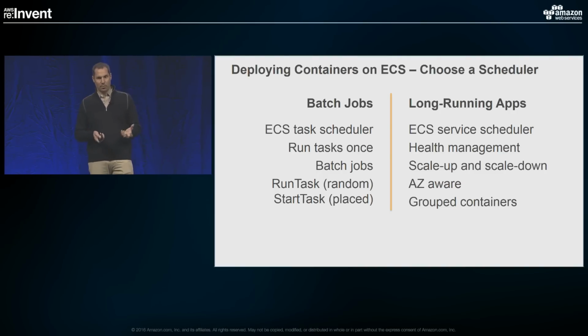These would be things like REST endpoints, for example. The service scheduler provides some functionality around health management. If you have a long-running app, you want to make sure it's up and running. If for some reason your service dies, it'd be nice to have the scheduler restart it. That's exactly what the ECS service scheduler does. It has some scale up and scale down capabilities as well. It is AZ aware. So if you say, I need 4 copies of this service, you probably don't want all 4 of them landing on the same container instance in a single AZ. That's not really going to help you from an availability standpoint, so it'll do its best effort to distribute them across AZs.